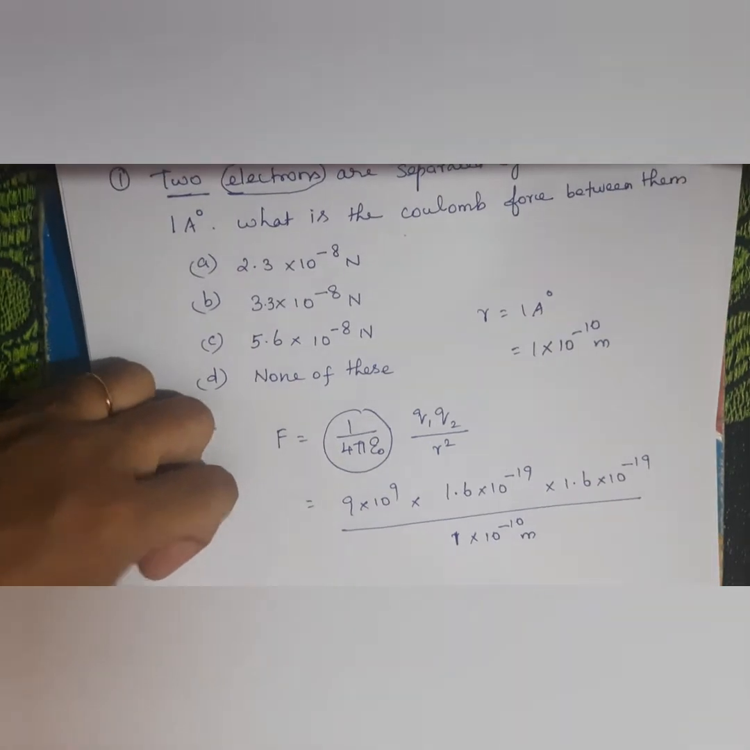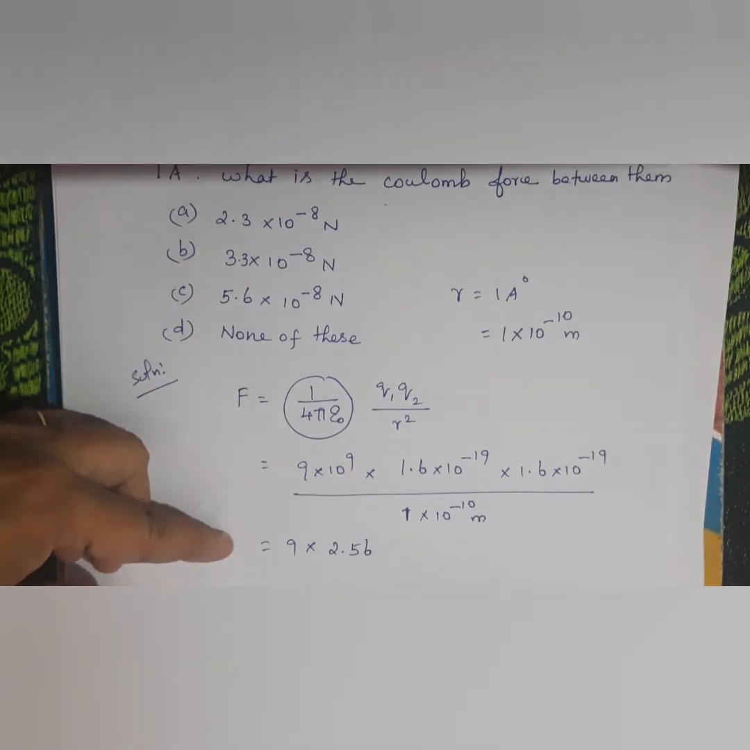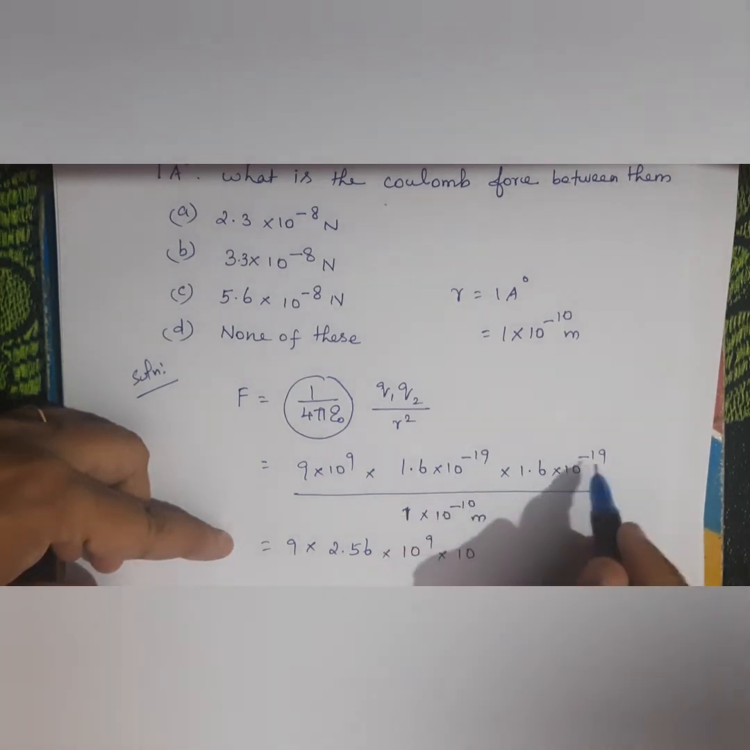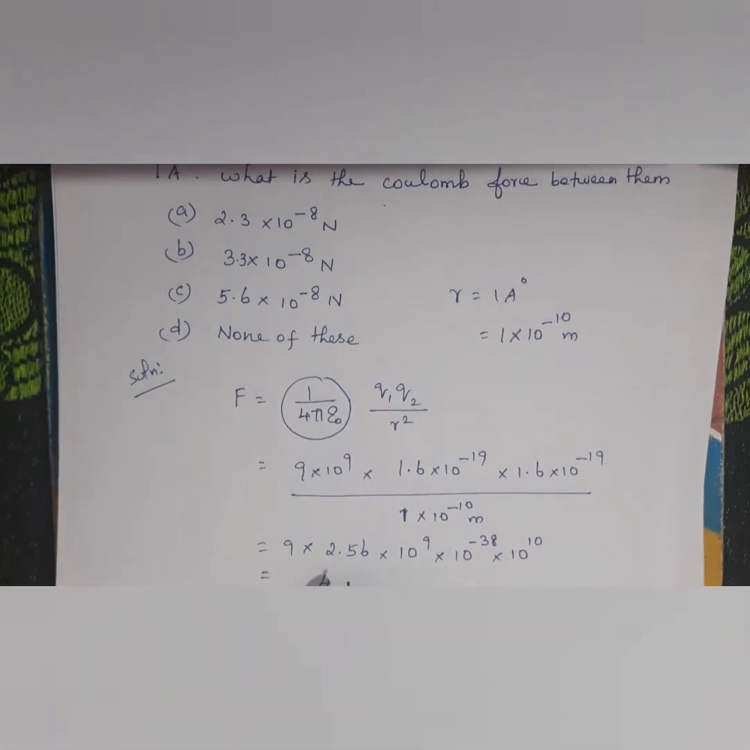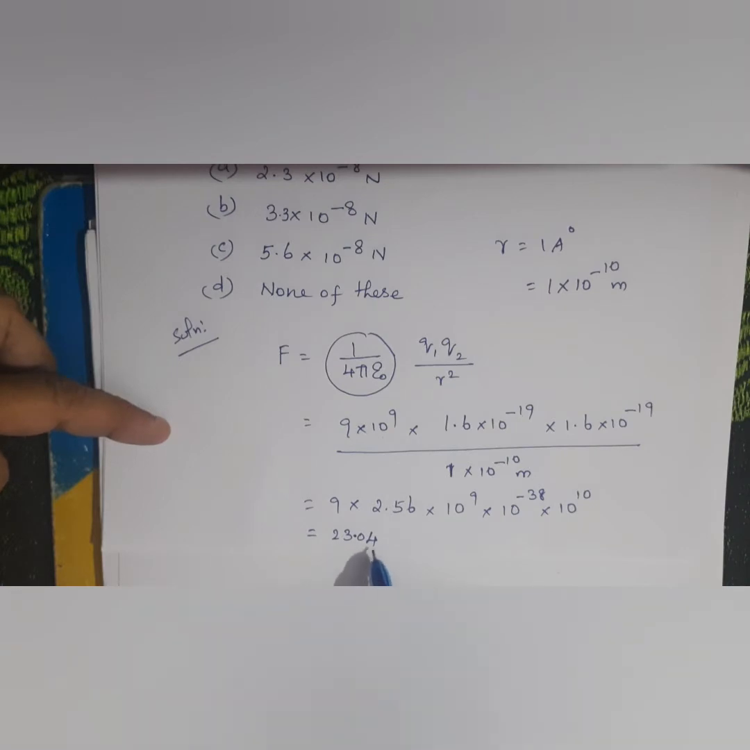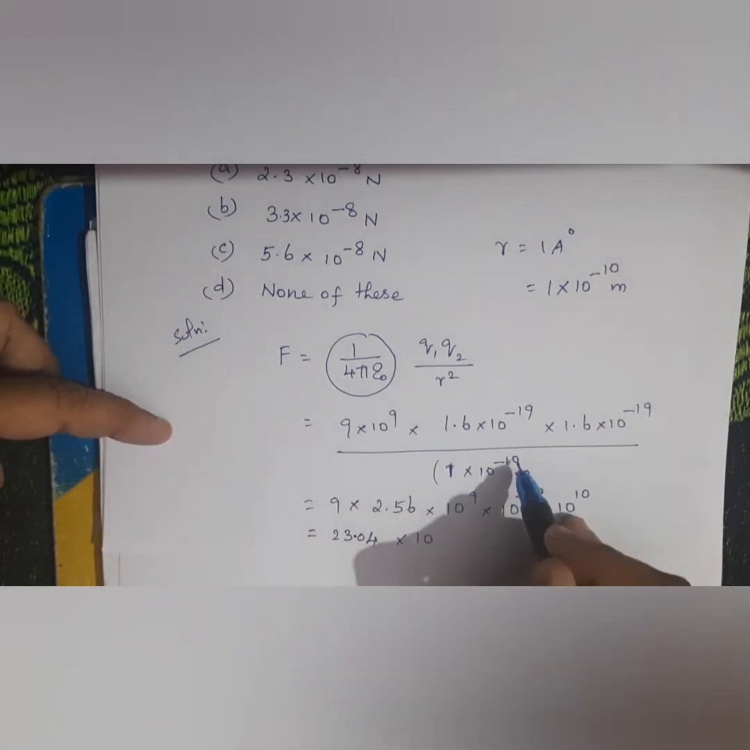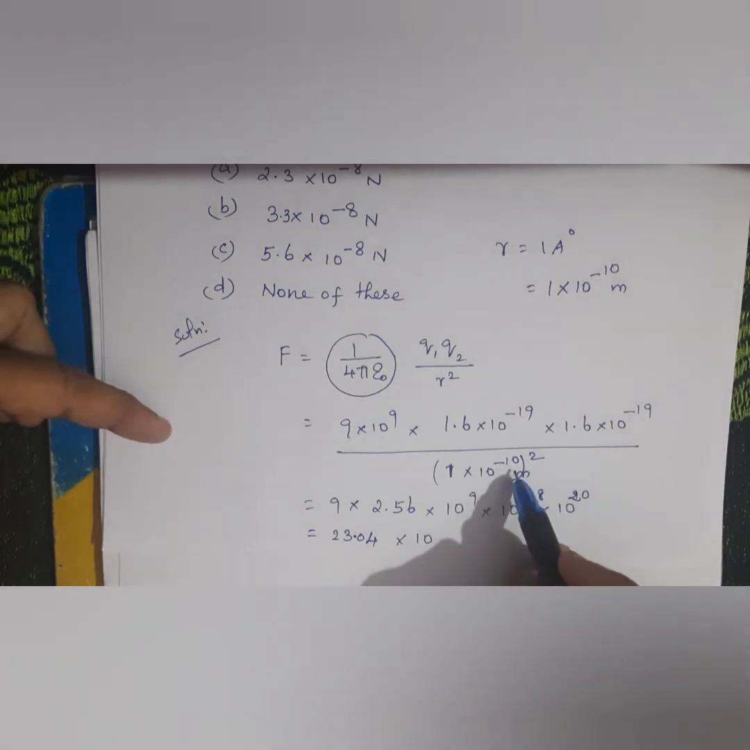So now you simplify this. 9 into 10 to the power of 9, 1.6 into 1.6 is 2.56, and 10 to the power of minus 19 minus 19 is minus 38. The denominator is R squared, so 10 to the power of minus 10 squared is 10 to the power of minus 20, which goes to the numerator as plus 20. Now you multiply this: 9 times 2.56, the answer is 23.04.